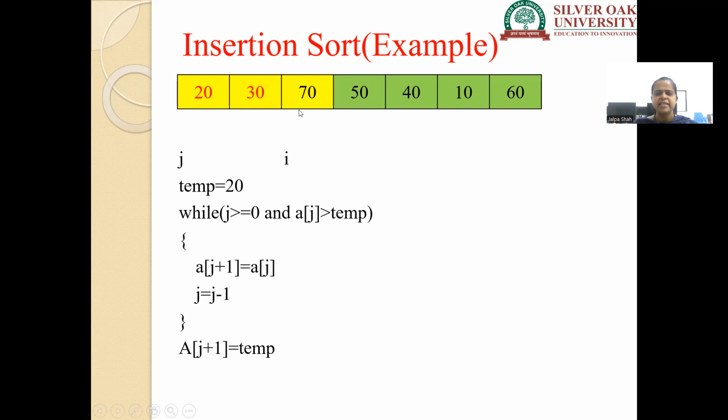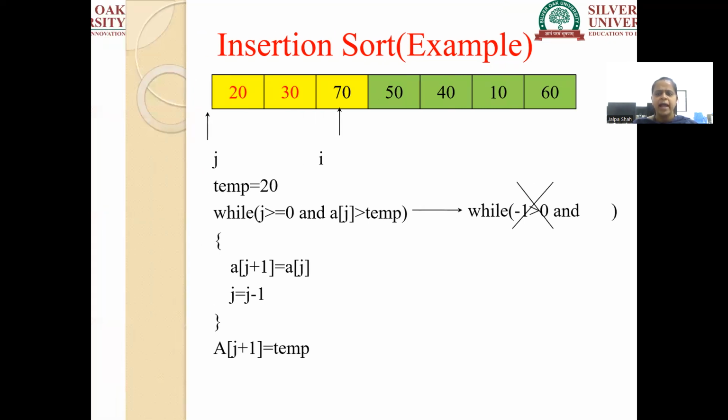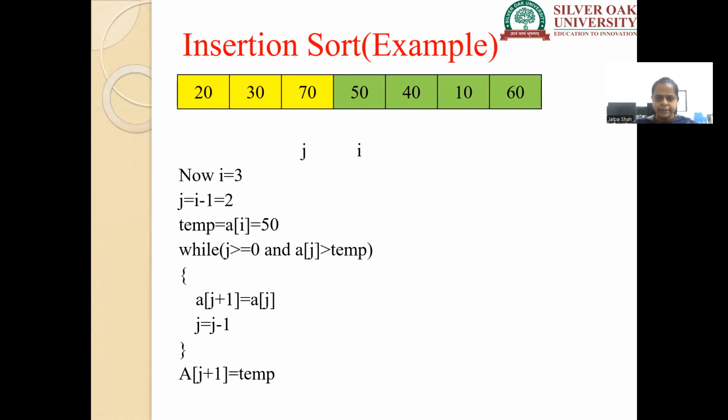So here you can see that yellow represents the sorted zone, and light green shade represents the unsorted zone. So now again your I and J. While J is greater than or equal to 0 and A of J is greater than temporary, J is minus 1, so by default this condition is going to become false. So now again your I pointer is going to be incremented.